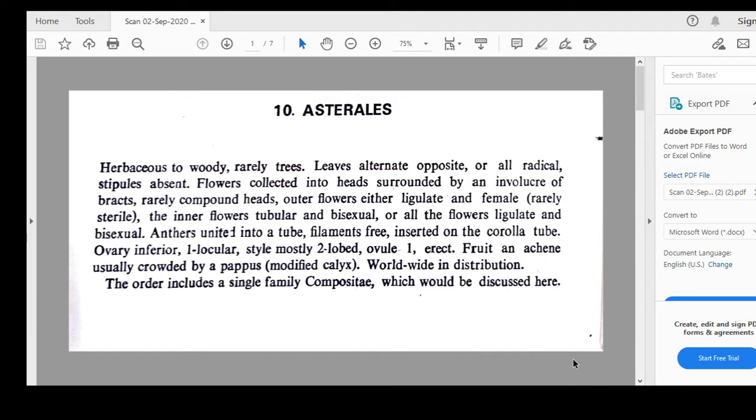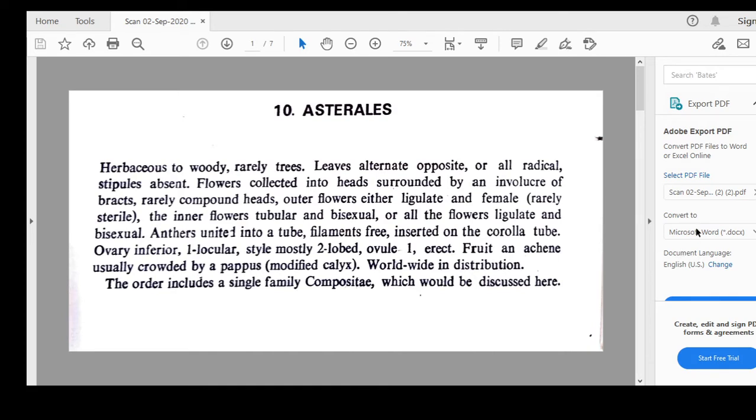This lecture is for MSc Botany Semester 3 students for the paper Taxonomy of Angiosperms, and this lecture will come under Unit 4 of the syllabus of Kota University. So, in this unit, we will discuss today family Asteraceae, which comes under order Asterales.